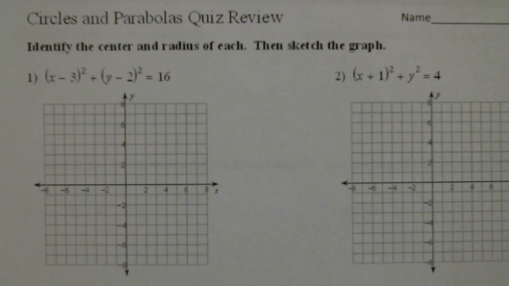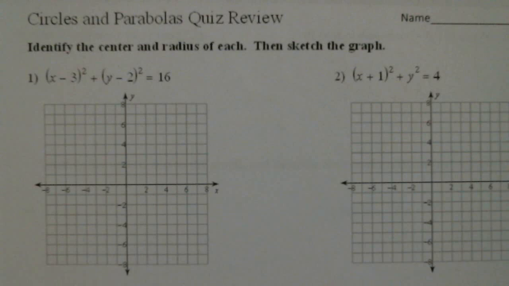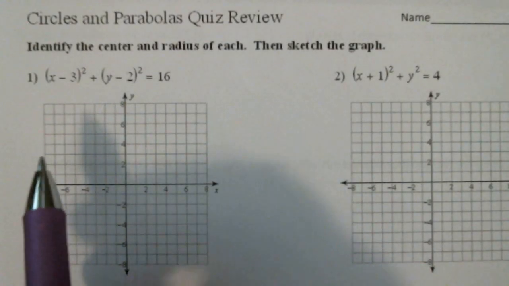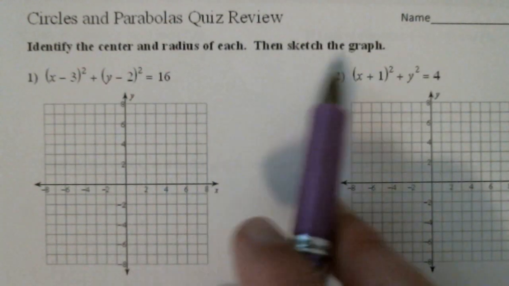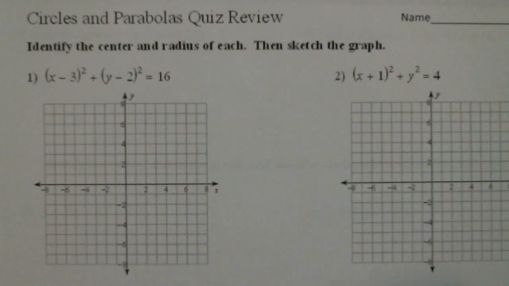In this video I'm going to walk you through how to solve each problem on quiz review number 1 in a coordinate geometry unit. So without further ado, let's go ahead and jump right in. Okay, so number 1 is asking us to identify the center and the radius of each circle and then sketch the graph. Okay, so these problems are pretty easy.